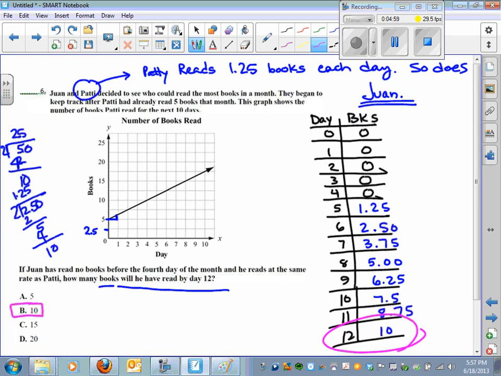Okay? And then just add it up until you got to 12. And that is how you would figure out problem number 6. A little confusing, but boil it down to its smallest elements.